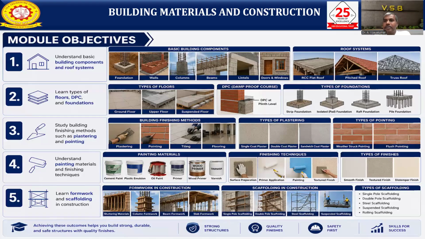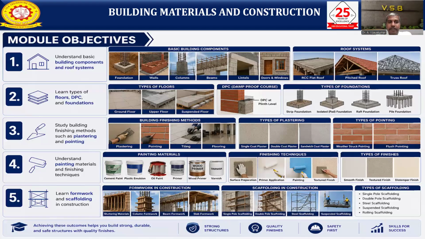In the roofing system, we normally use three types of roofs: the flat roof, pitched roof or truss roof, and the curved roof also. Then students learn about the different types of floors, damp proofing courses, and different types of foundations. We have different types of floors: the ground floor, the upper floor, and in between, the suspended floor can also be used. Then damp proof courses. Then different types of foundation: isolated foundation, strip foundation, raft foundation, and pile foundation. These are the different types of foundation normally used for construction purposes.